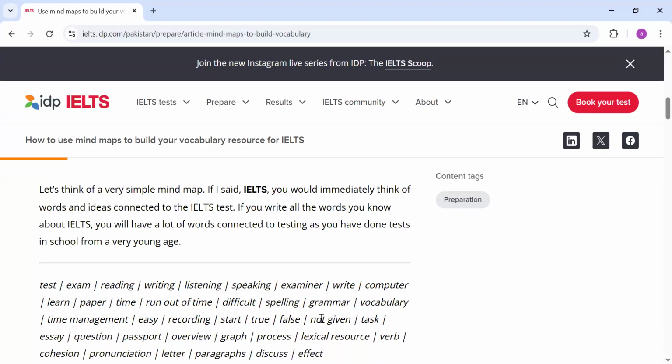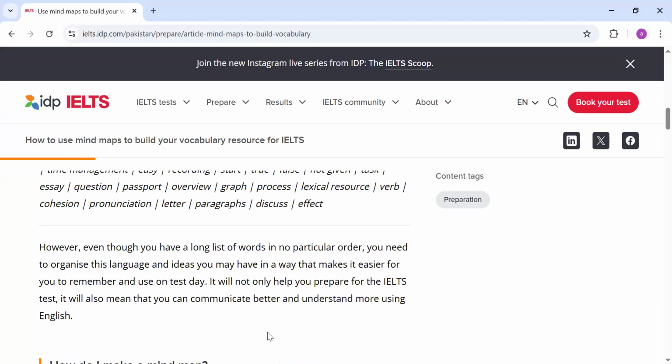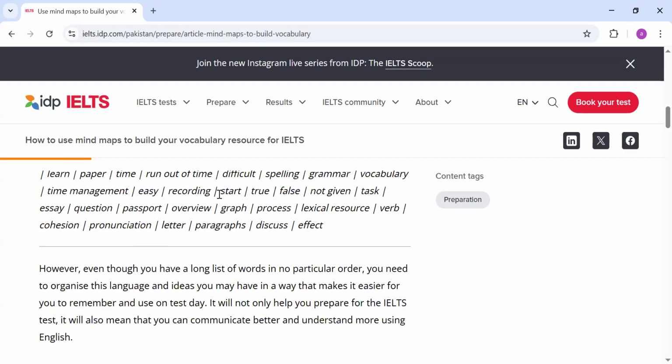Recording, start, true, false, not given, overview, graph, process. I hope that when we name something, a lot of words come to mind. So this is the grouping. Even though you have a long list of words in no particular order, you need to organize this language. So this is an unordered list.